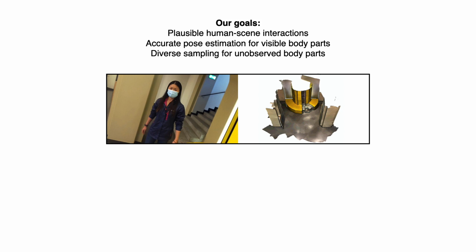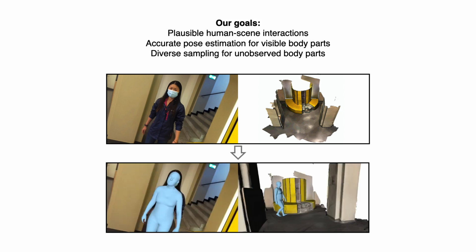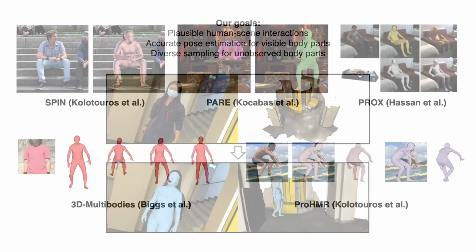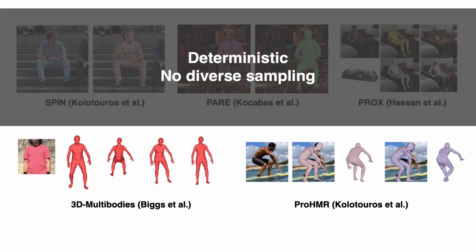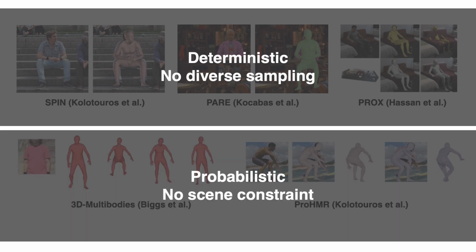Given an egocentric image and the 3D environment, our goal is to generate the human mesh in plausible interactions with the scene, with visible body parts aligned with the image, and diverse samplings for unobserved body parts. Most of existing works for human mesh recovery are deterministic and ignore the diverse nature of missing body parts. The probabilistic methods typically do not consider the 3D scene information.